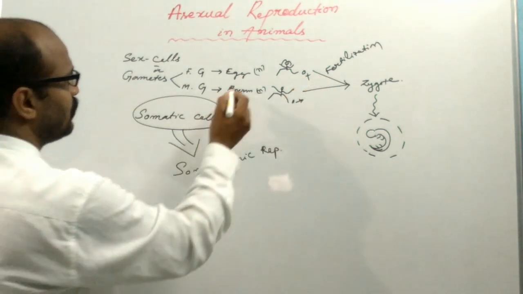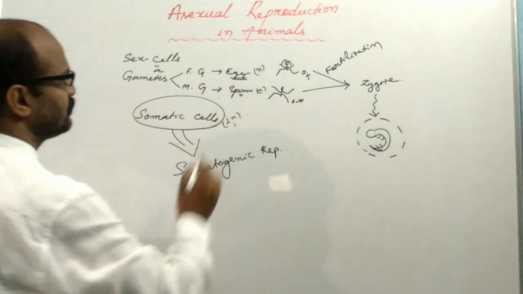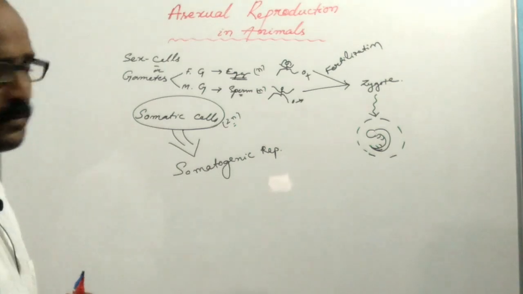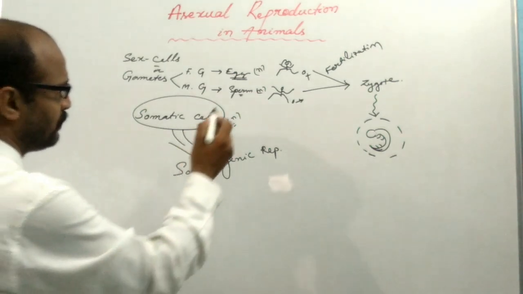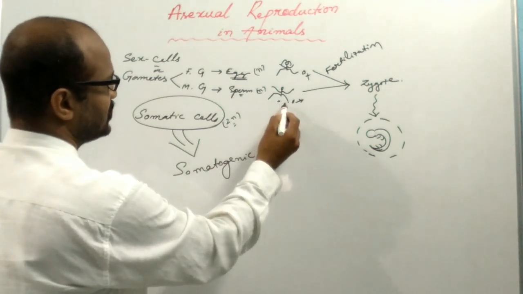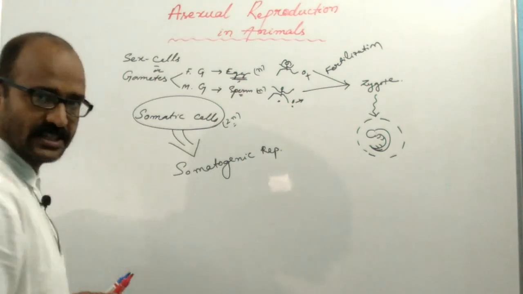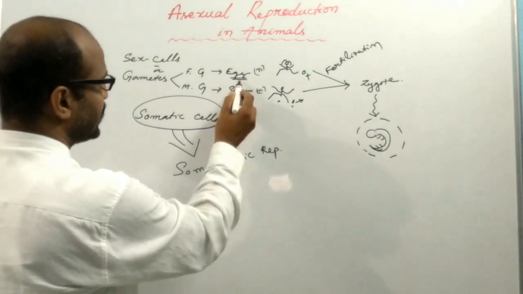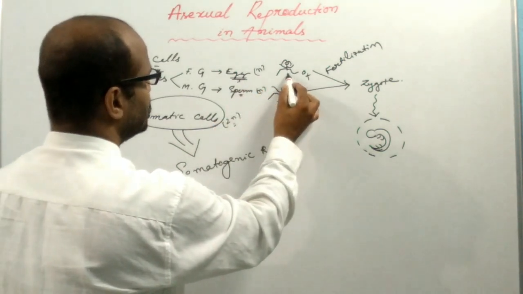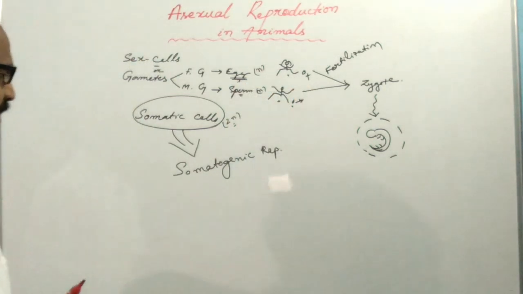And the formation of egg is known as oogenesis, and the formation of sperm is known as spermatogenesis. Spermatogenesis takes place inside the testis of the male, and oogenesis, or the formation of egg, takes place inside the ovary of the female parent.